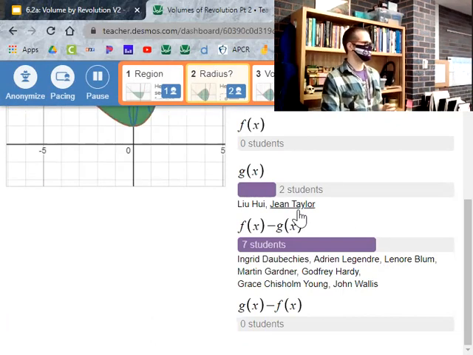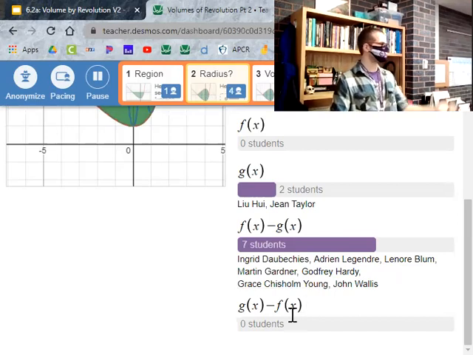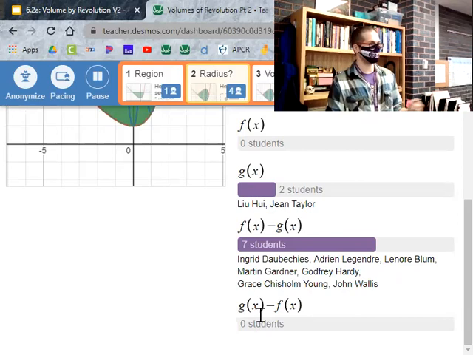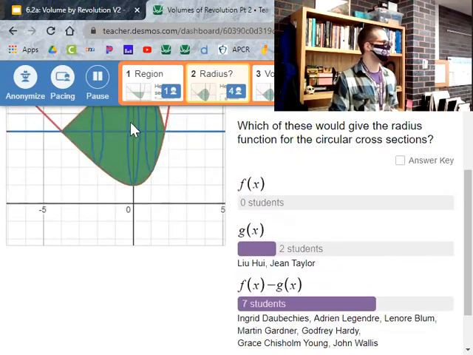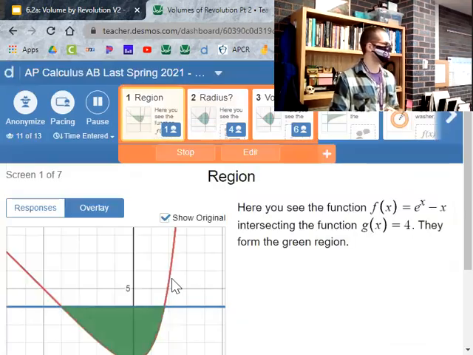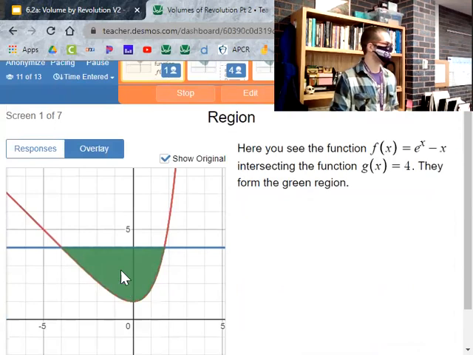f of x minus g of x seems fine, and so does g of x minus f of x. I want to point out why g of x minus f of x is the correct answer here and not f of x minus g of x, because that makes sense. It should be that, because if we go back to this original thing, this length isn't g of x minus f of x. It's f of x.